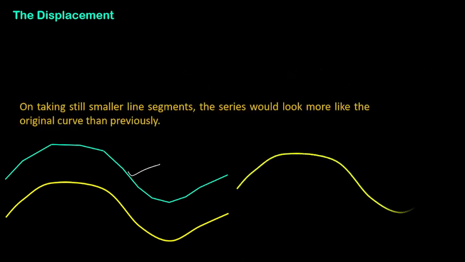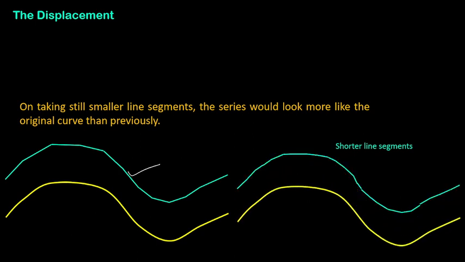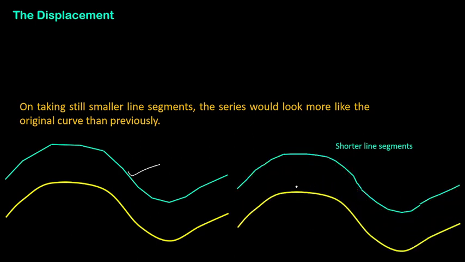On taking still smaller line segments, the series would look more like the original curve than previously. So now we are taking smaller line segments and superimposing them on the original path. Now we separate the two and we compare the original path and the series of straight line segments. So with smaller straight line segments, the series of lines look pretty much like the original path.